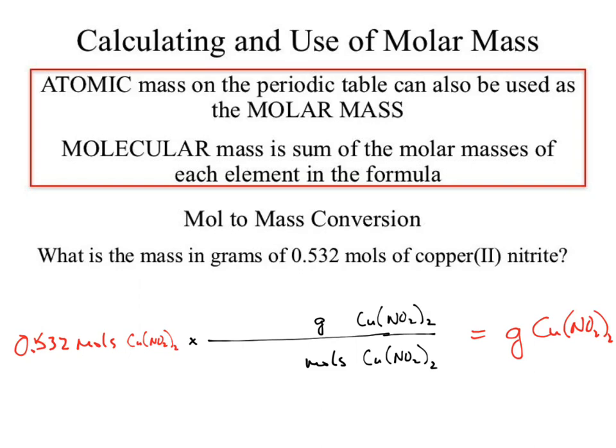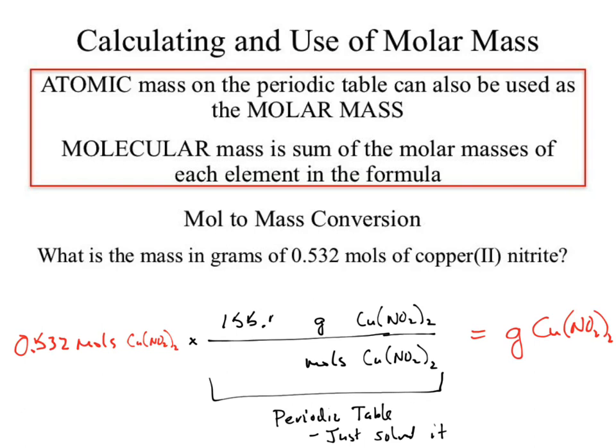Where would we get that conversion factor? I'll accept 2 answers. The best answer is from the periodic table. The next best answer, you just solved it. So we got one number saying 155.57 grams per 1 mole. Now we can multiply it out because the moles cancel and I'd be left with grams of copper(II) nitride. Make sense?